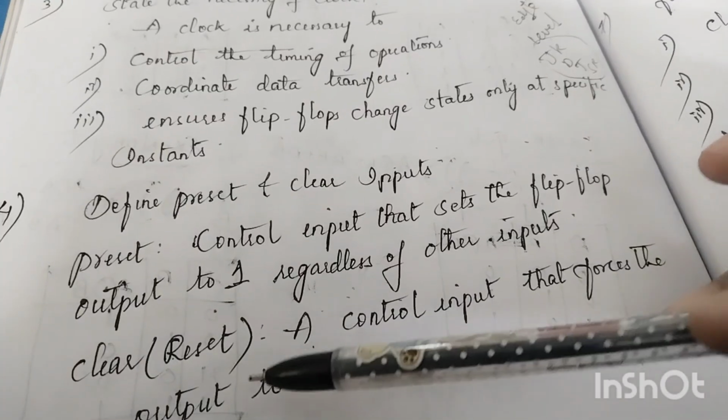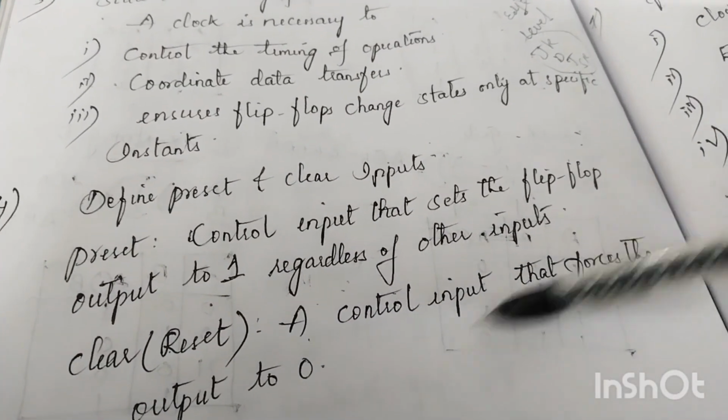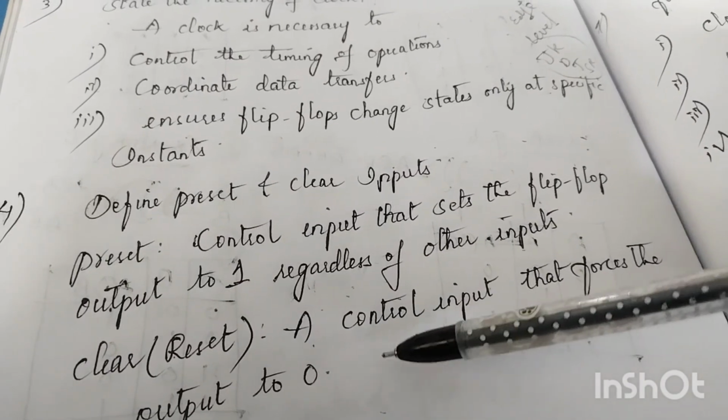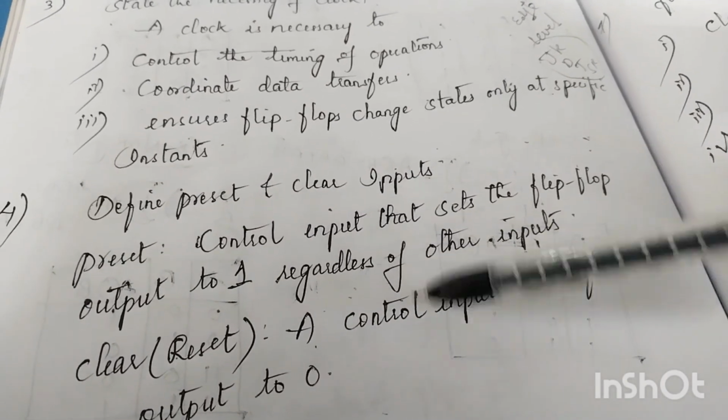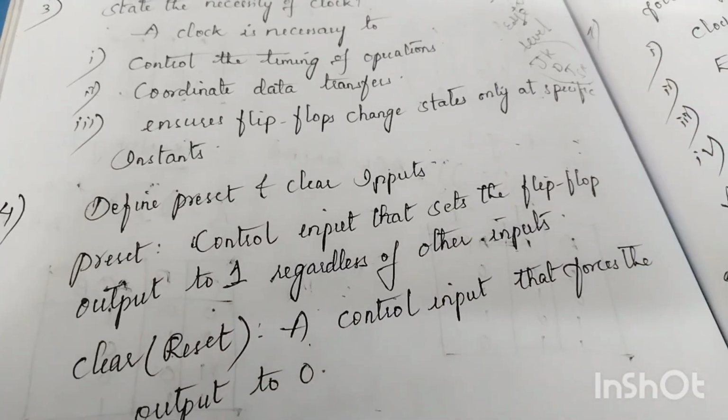Next we have clear. Clear is also known as reset. So simply you can write it is a control input that forces the output to 0. And these two are independent of clock signal.